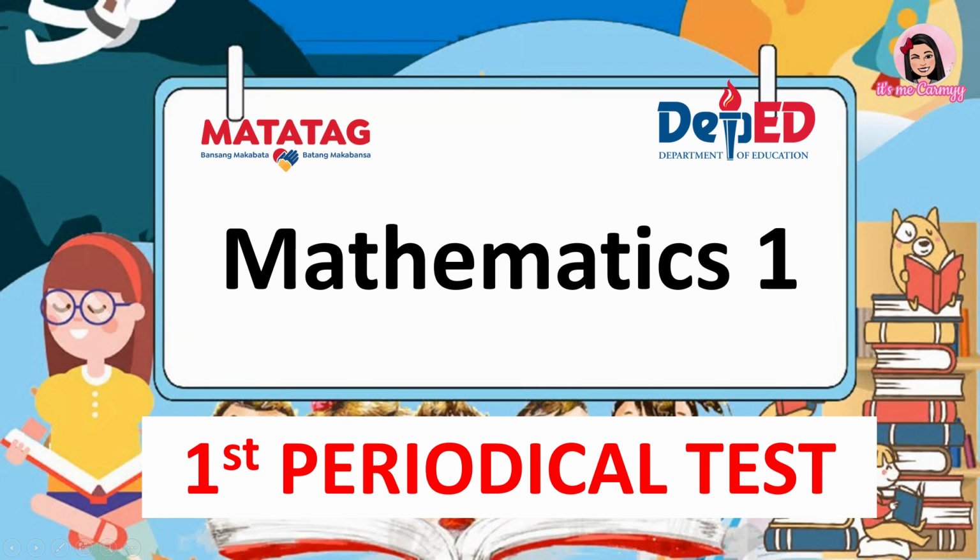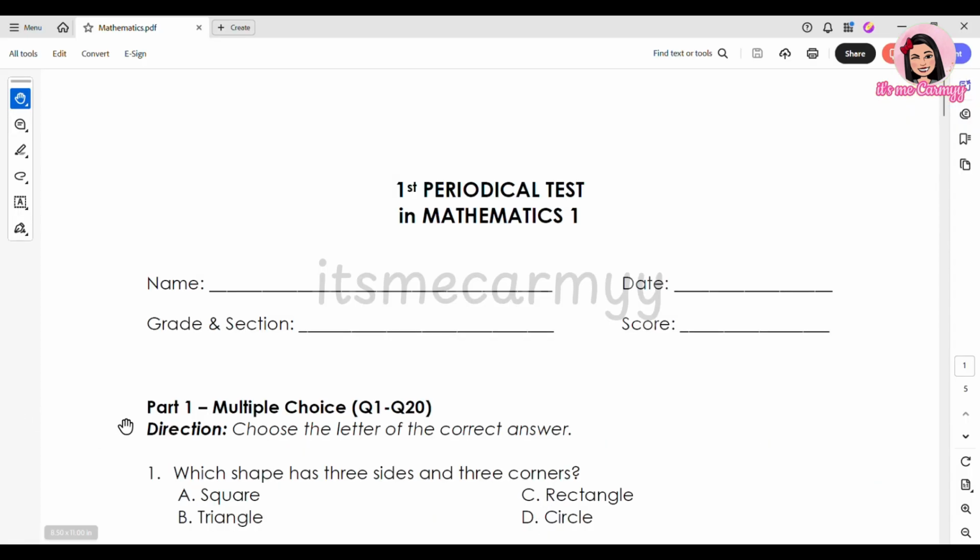Mathematics 1. First periodical test. Matatag curriculum based. Part 1. Multiple choice. For question 1 to question 5. Direction: Choose the letter of the correct answer.